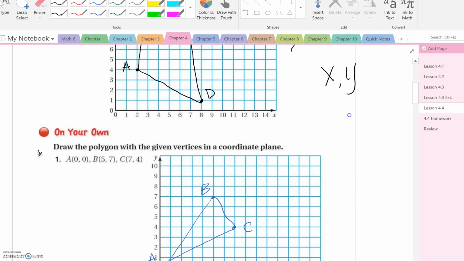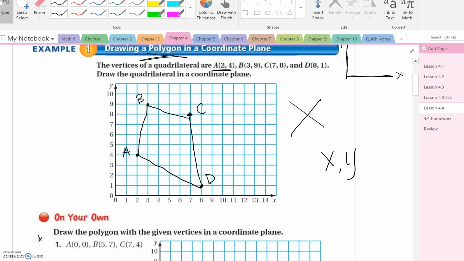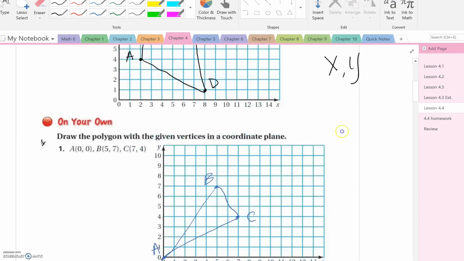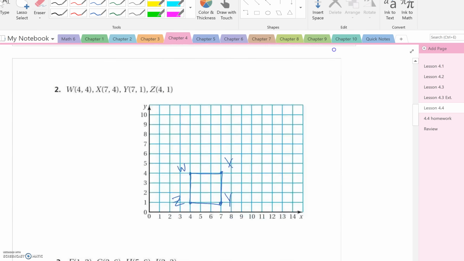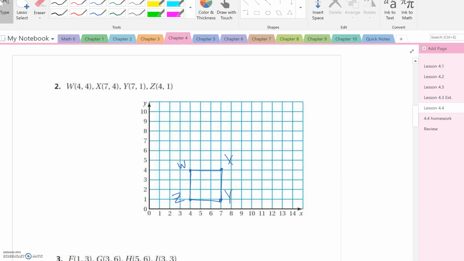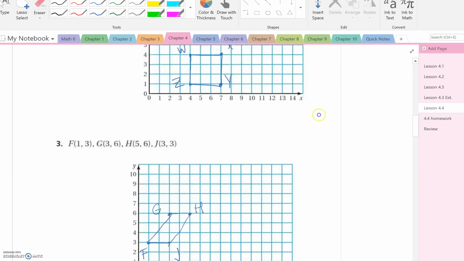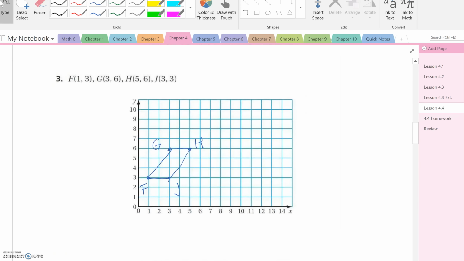You can pause the video, and there are some on your own questions here. So pause it, try the on your own, and then you can match your polygons with mine. All right, so here's the first one. We have a nice triangle, okay, here. Next one looks like a little square. Parallelogram.